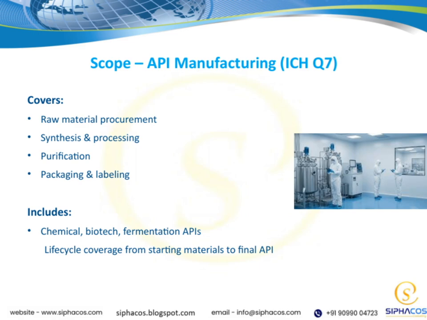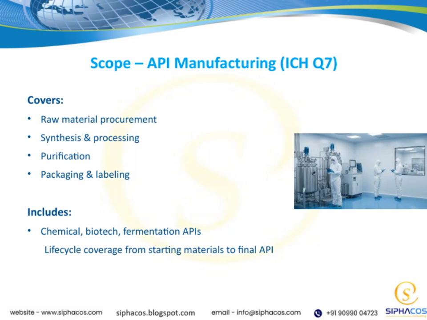Following that, packaging and labeling are also included within the scope. Proper packaging protects the API during storage and transport, while accurate labeling ensures correct identification and usage. It's important to note that this scope covers a broad range of APIs, not just chemical, but also biotech and fermentation APIs. And what makes this really comprehensive is the life cycle coverage from the very beginning, starting with the raw materials, all the way to the final API that reaches the market.